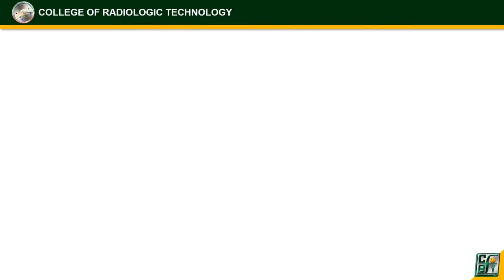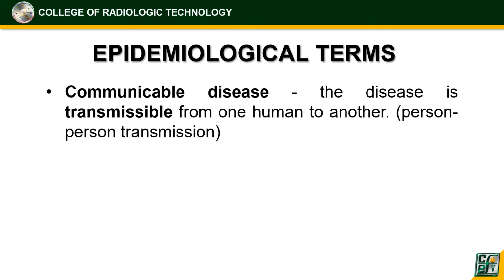Now we will be discussing the different epidemiological terms. These terms are usually used by epidemiologists, doctors, and in some cases you will be able to hear them from time to time in the news. So first is communicable disease. This is a type of disease that can be transmitted from one person to another. So this is a person-to-person transmission.